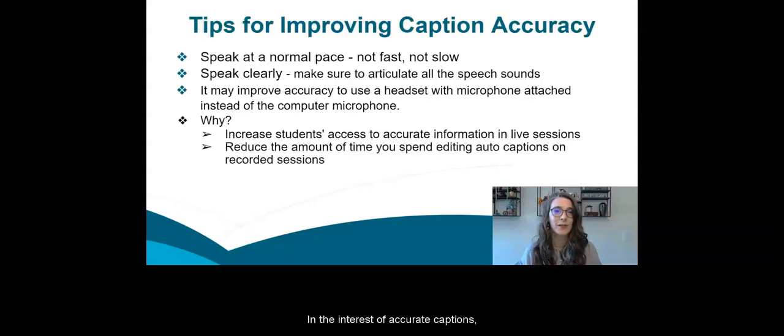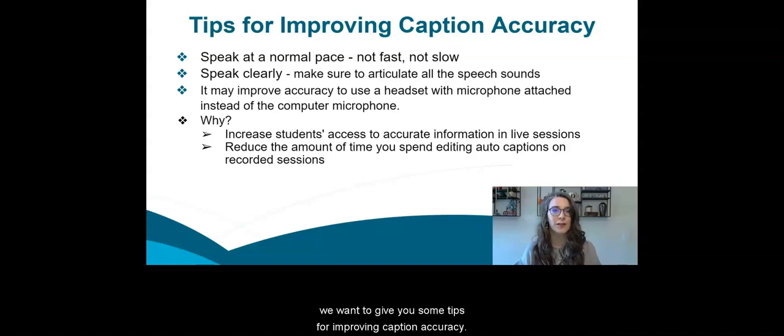In the interest of accurate captions, we want to give you some tips for improving caption accuracy. The first one is to speak at a normal pace, not fast and not slow, and at your normal volume. You also want to speak clearly and make sure you're articulating all of the speech sounds. A lot of times we speak really quickly and don't even realize how many sounds we've cut off, because the human ear can fill that in. The computer can't, so it's important to make sure you're saying all of the sounds. It may also help to wear a headset or a microphone rather than using the computer microphone. Using these steps helps to increase access to accurate information in live sessions. It also helps reduce the amount of time you spend editing auto captions in recorded sessions.